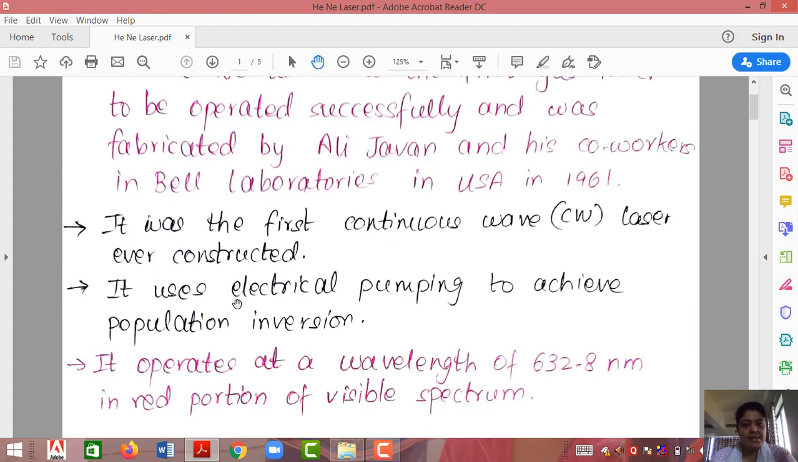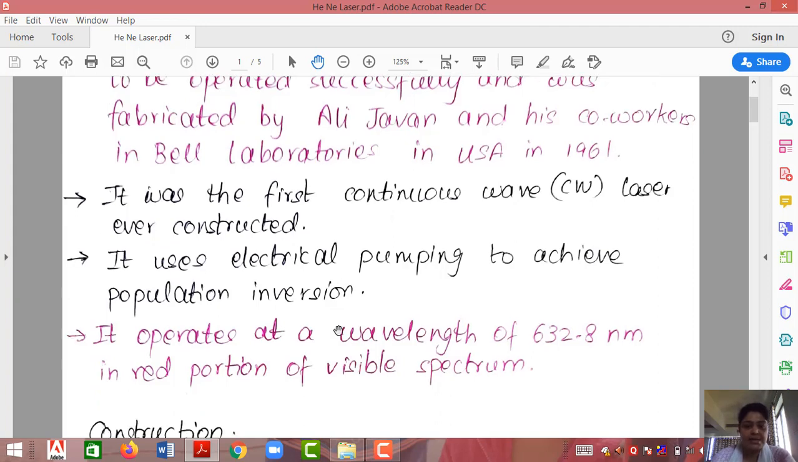Because it is a gas laser, it uses electrical pumping to achieve population inversion. So population inversion is necessary for stimulated emission, and to achieve population inversion, the type of pumping this laser uses is electrical pumping. So basically in electrical pumping, a DC current is passed through the gas and that will excite the atoms of gas.